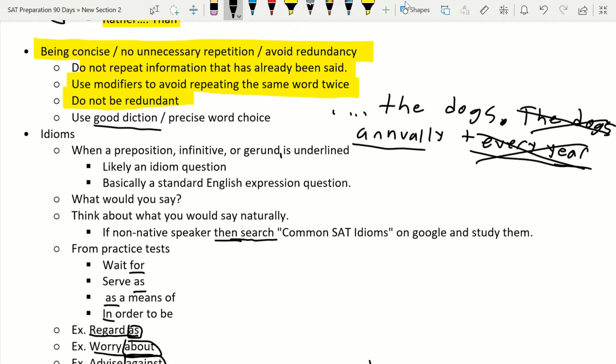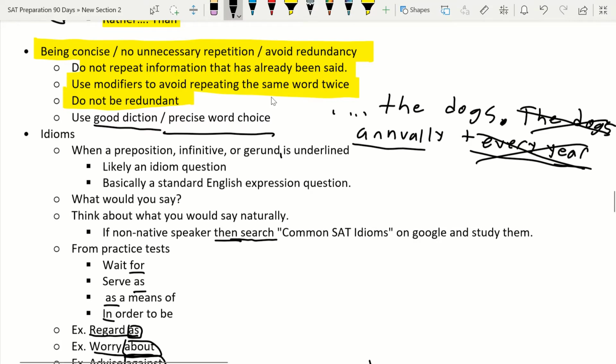Okay, the next thing, using good diction. If you don't know what diction is, it just means word choice, and having precise word choice, right? So just making sure that you're picking words that maintain an academic tone, that maintain the tone and style of the passage, and that fit the definition that you need within that sentence. If you're doing that, you're going to be in a good spot as well.